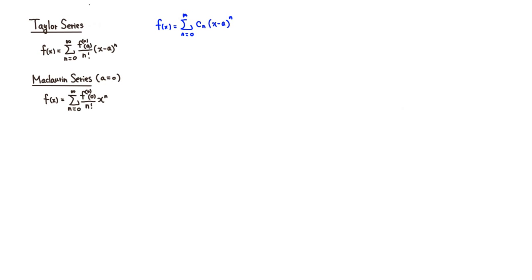I'm going to write it out so that we can take the derivative a little bit more easily. So you have C0 plus C1 times x minus a, plus C2 times the quantity x minus a squared, plus C3 times x minus a cubed, and maybe just one more, C4 times the quantity x minus a to the fourth power. And so on, this keeps on going.